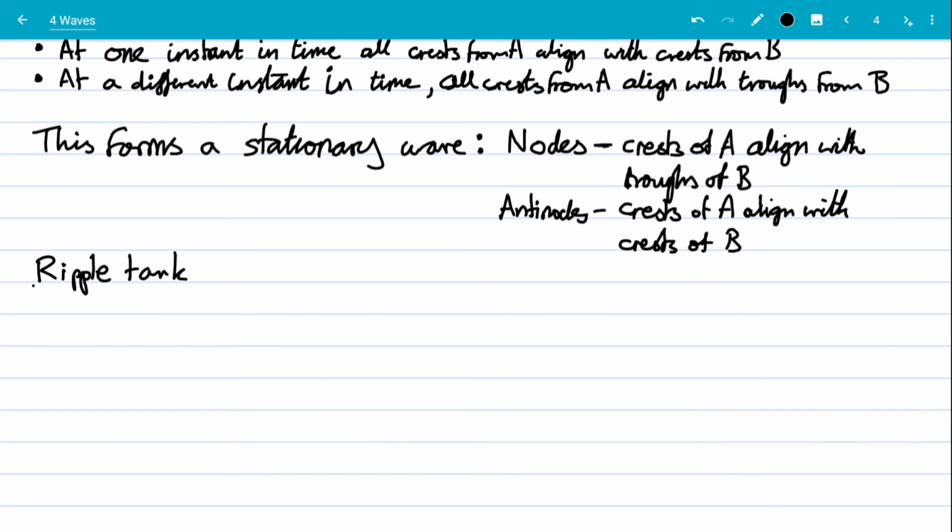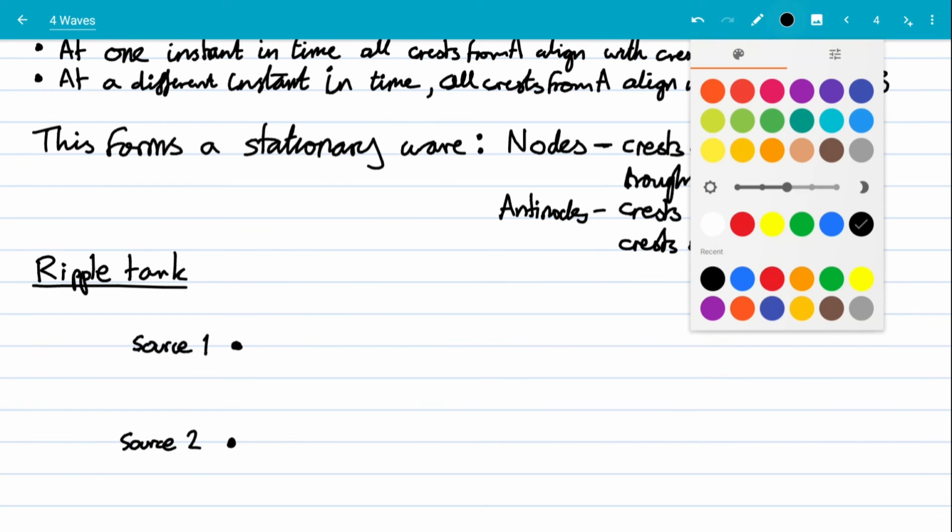And in our ripple tank, we might be able to see what happens if I have two sources of waves, one here and one here. Let's label them source. I've used A and B. Should we call it source 1 and source 2? I've been using A and B all day. There we go. Then we can have a look at what happens.